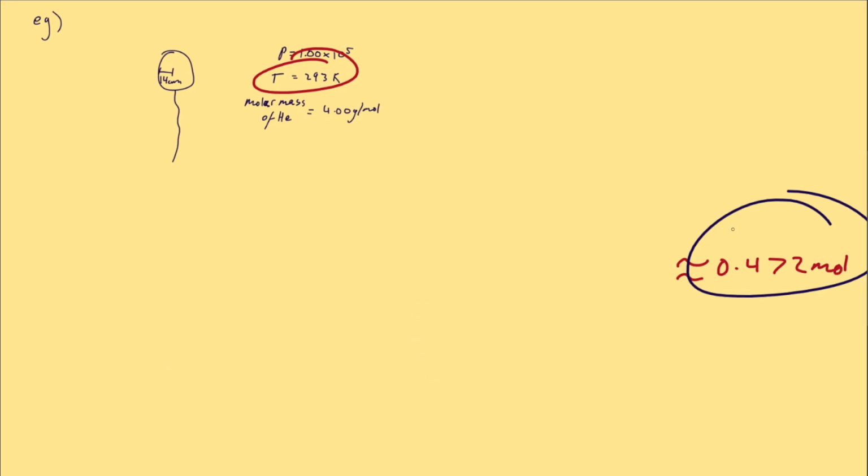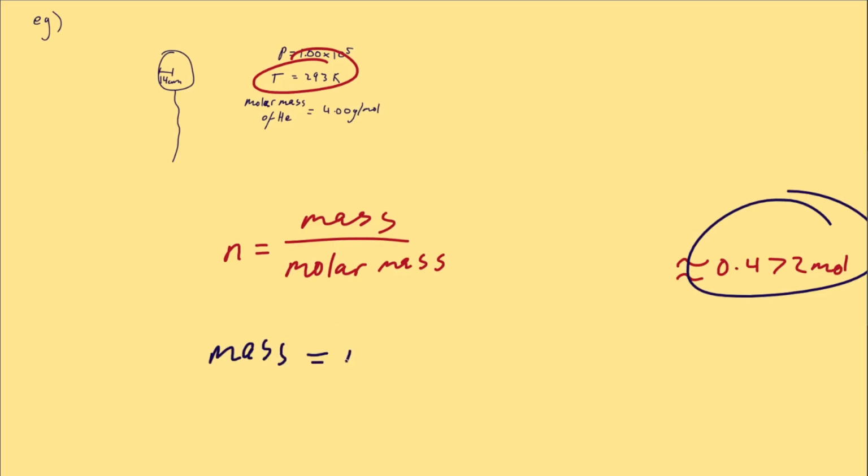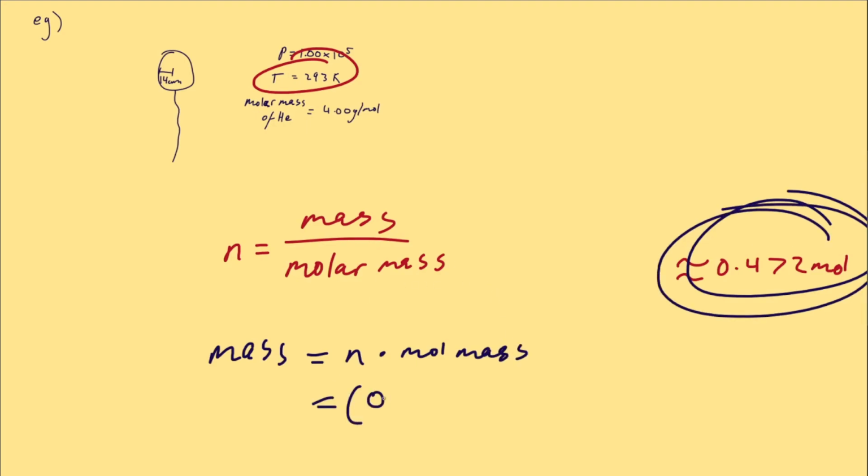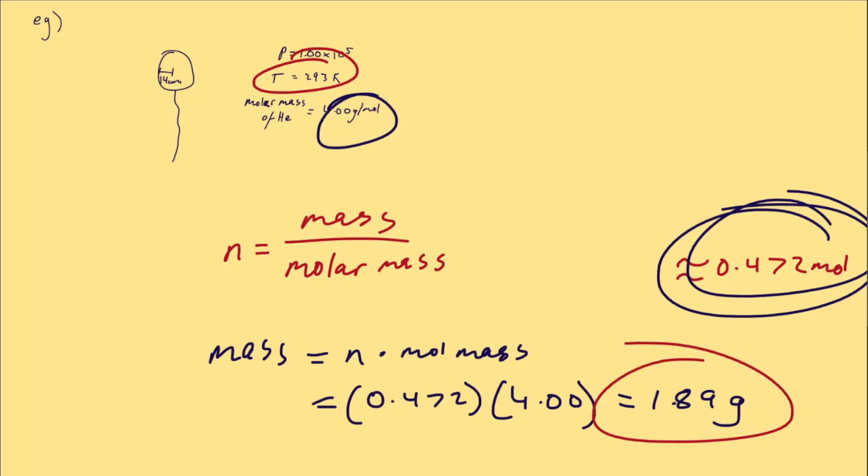Next, we have to convert moles into mass. So if you remember the n equals mass divided by molar mass formula, we can rearrange this for mass by multiplying both sides by molar mass. So you get mass equals n times molar mass. We know n is 0.472, and molar mass for helium is 4. This is 1.89 grams. That means inside this balloon there's 1.89 grams of helium.